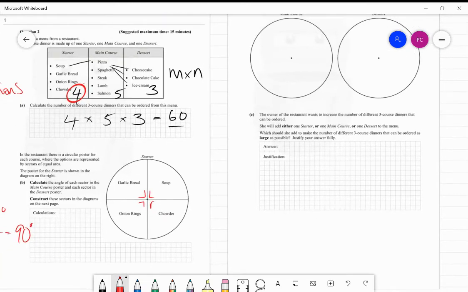And we have circles up here pre-made. Well, we know for the main course that we have 5. So we'd have to divide it by 5, and that'll give us 72 degrees. And for the desserts, we only have 3 in this case. So we'll divide that by 3, and that'll give us 120. Some of the marks will go for that, 2 out of 5 maybe for the calculations, and then the rest of it will be for your protractor work.